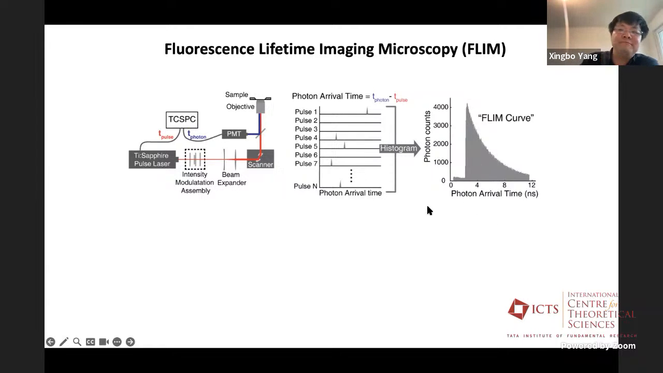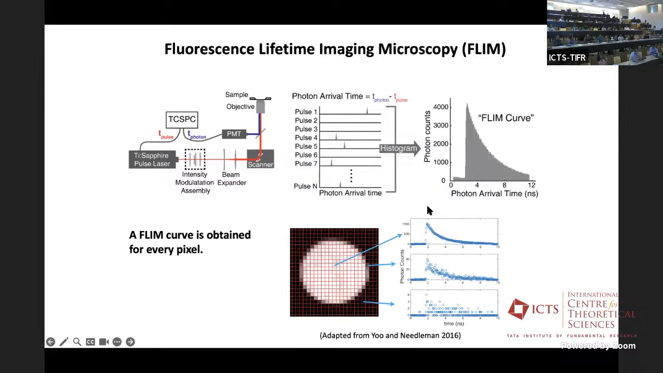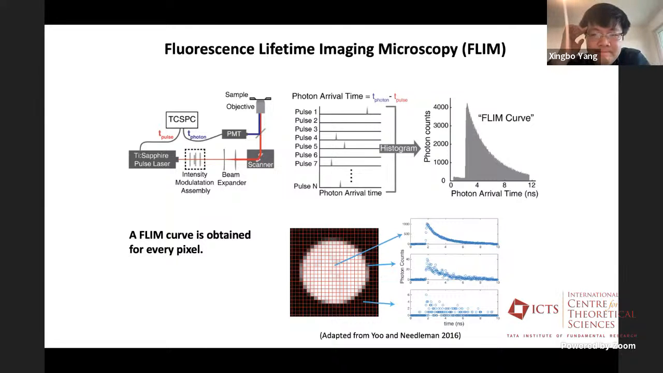Xingbo, I also have a question. In these plots that you're showing at the bottom, these scatter plots, I'm just confused about how you can get multiple points for the same time. Is that because you've aggregated over multiple such curves, multiple such measurements?